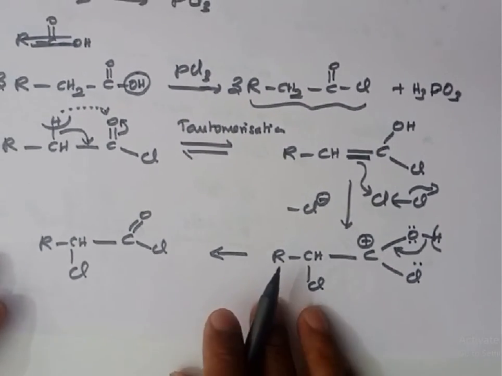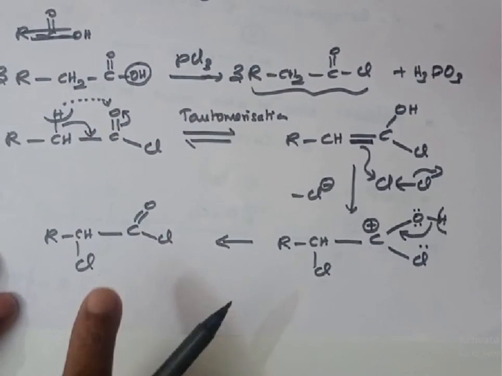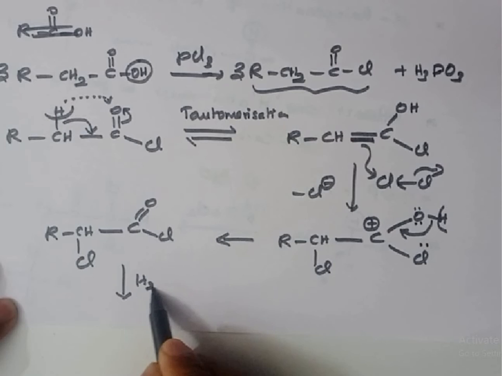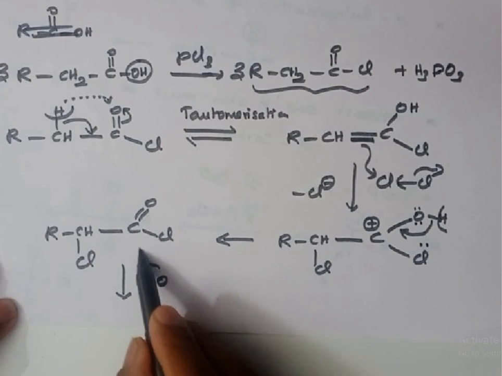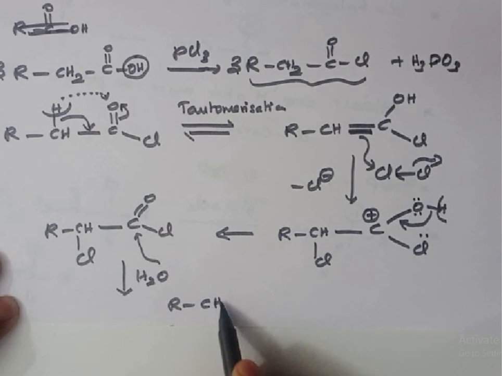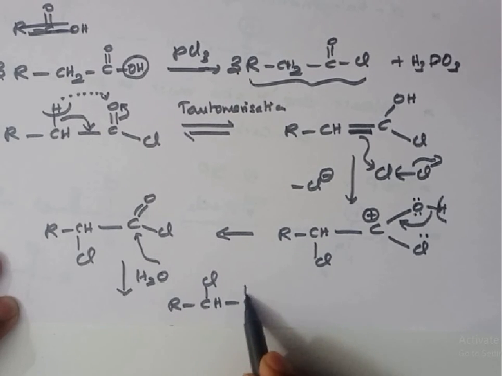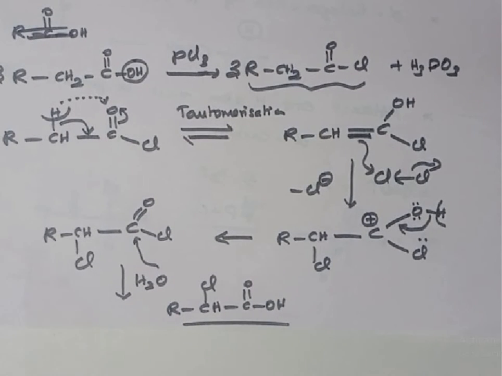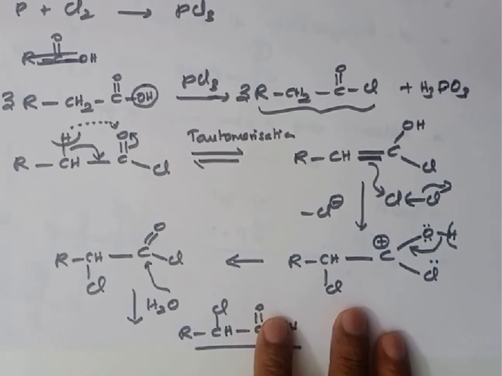Okay, so if you add red phosphorus with the halogen, you will get this compound. Then this compound undergoes hydrolysis. Okay, chlorine will be replaced, so you will get RCHCl COOH. Take notes. Take down this.